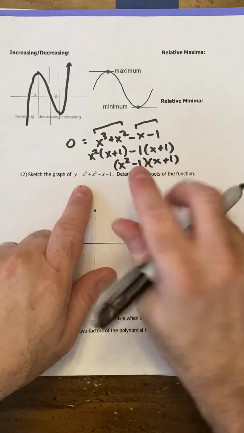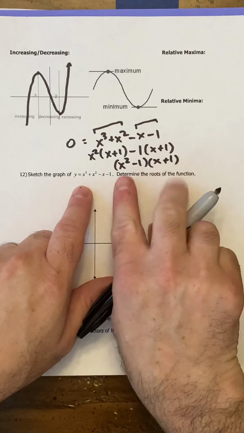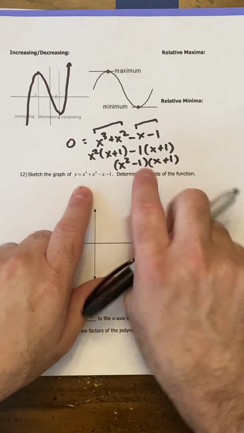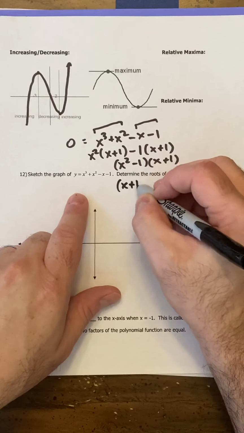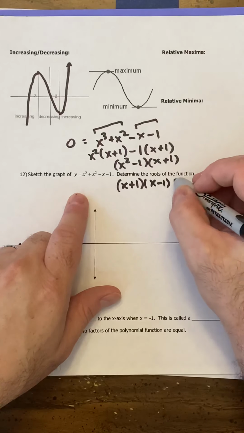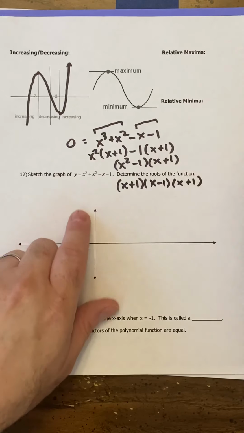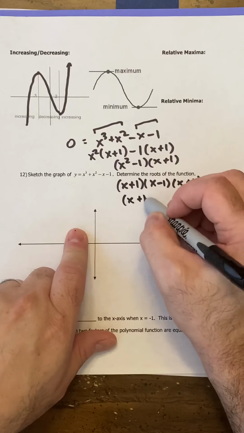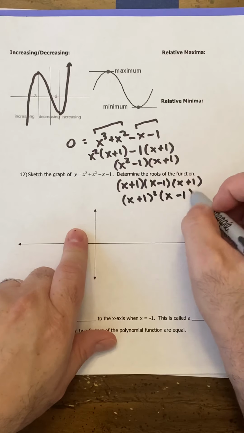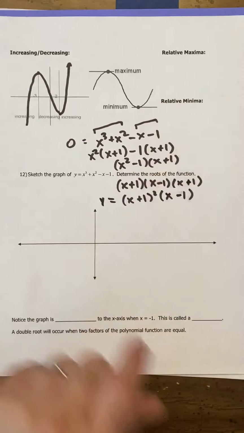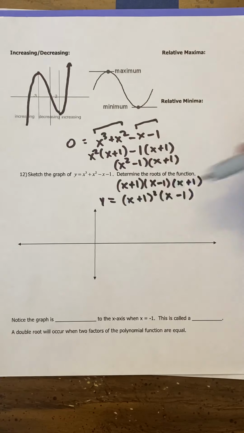Now I'm going to factor this further. We didn't factor this completely yet. This is a difference of two perfect squares, so that becomes x plus 1, x minus 1, x plus 1. I'm going to rewrite that as x plus 1 squared, x minus 1. And I'm going to go back and call this y equals. We're going to graph this.